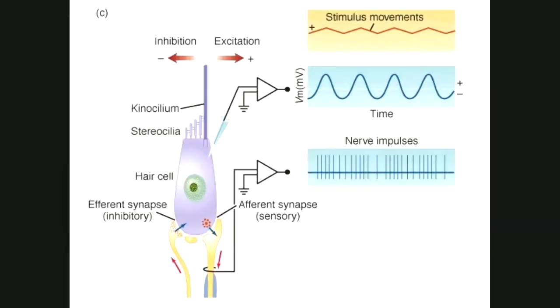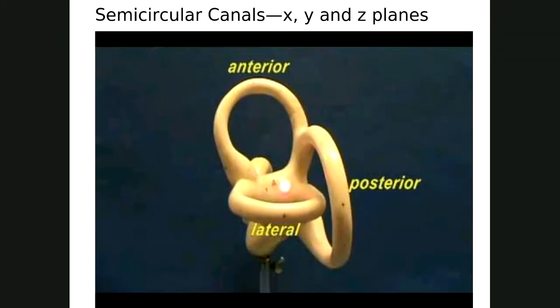And again, they have hair cells in here, and depending on which way the hair cell is bent, you either get excitation or inhibition. If you look at those semicircular canals, there are 3 of them. There's an anterior, which means it points toward the front. There's a posterior, which means it points toward the back. And there's a lateral, which means it points toward the side.